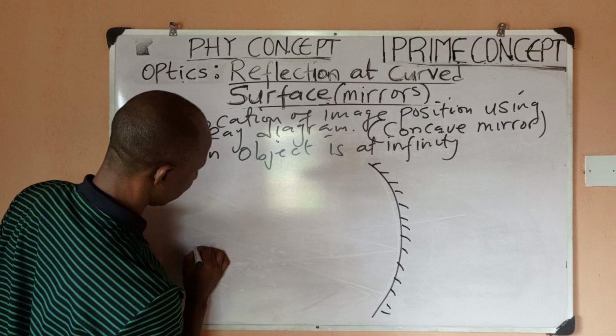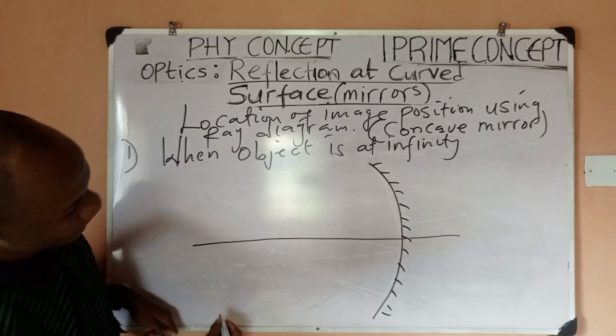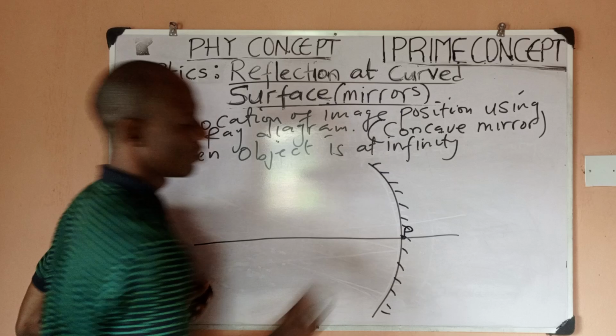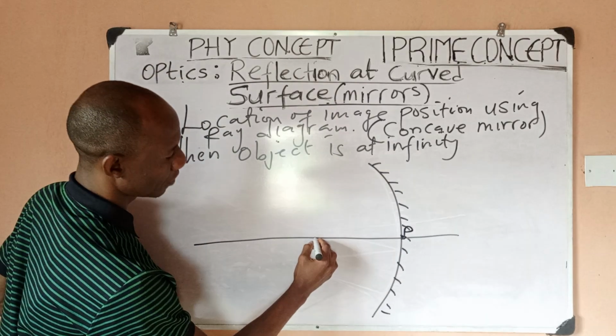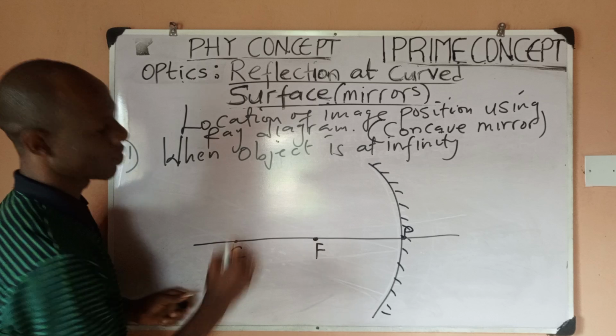This is my concave mirror, and this is my principal axis. I will try to draw straight lines because I'm using freehand. And this is my focal point, F. This is my center of curvature, C.